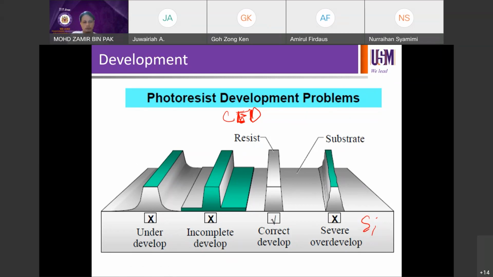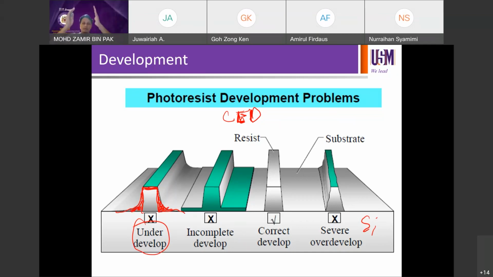For example, if you underdevelop, maknanya tak cukup develop lah, tak cukup develop, then you will see your patterns to be like that. Okay. Kenapa kita punya underdeveloped? Because you haven't removed. You want something like this, but you still have this resist on the side of the pattern. So we call that underdeveloped. Okay, maknanya resist tu ada lagi kat tepi eh. Sepatutnya kita potong ni cantik lah.